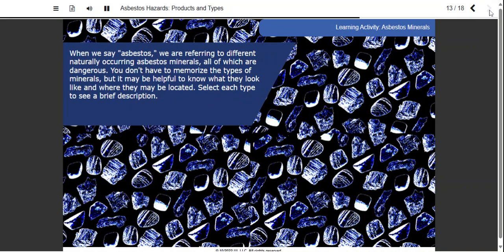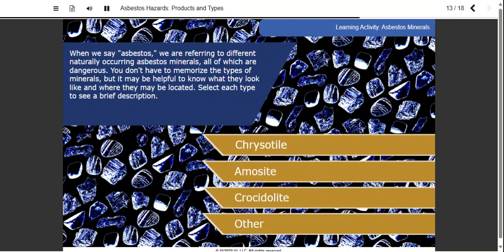When we say asbestos, we are referring to different naturally occurring asbestos minerals, all of which are dangerous. You don't have to memorize the types of minerals, but it may be helpful to know what they look like and where they may be located. Select each type to see a brief description. You must select them all before you may proceed.